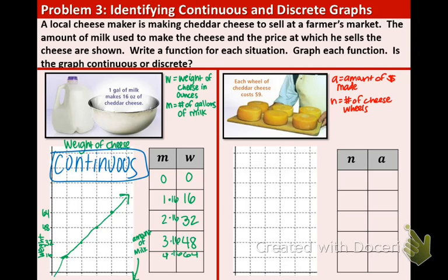The number of cheese wheels that we're going to try is 0, 1, 2, 3, and 4. So in the picture it says that each wheel of cheese costs $9. So if you get 0 wheels, it costs $0. If you get 1 wheel, it costs $9. If you get 2 wheels, it costs $18. If you get 3 wheels, it costs $27. And if you get 4 wheels, it costs $36. So do you see a pattern going on? We add 9 each time, so the faster way to do that is just to multiply by 9.